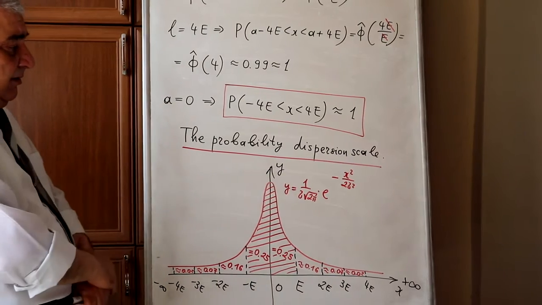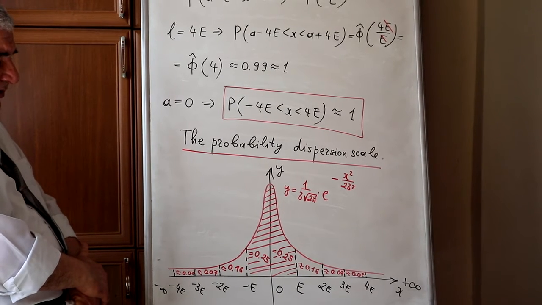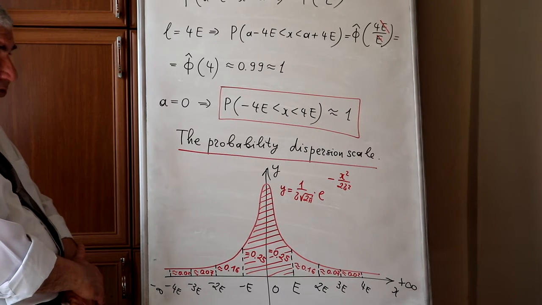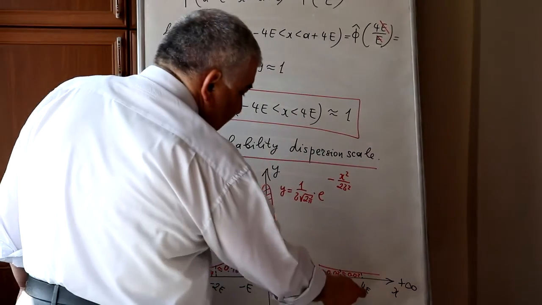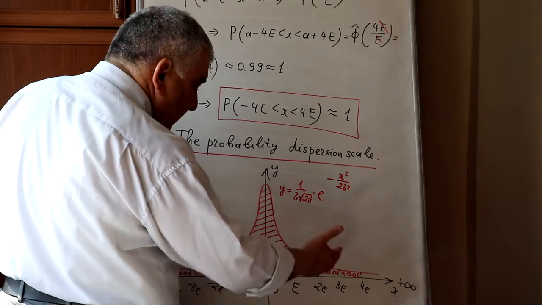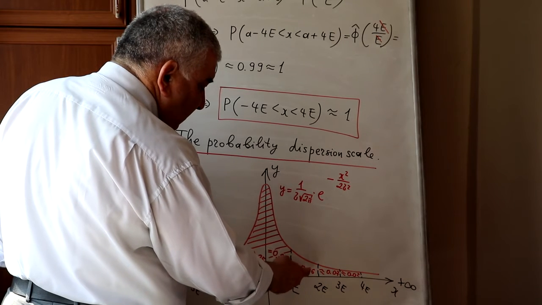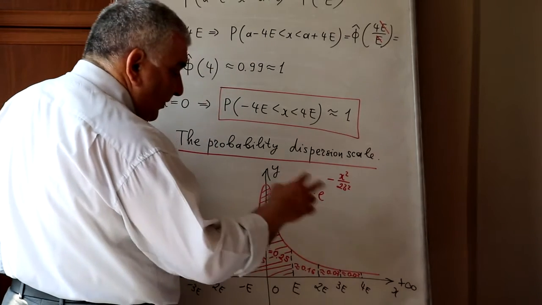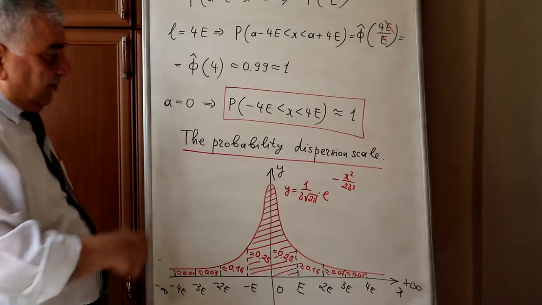Finally, it is a probability dispersion scale, and the final idea is that the probability that the continuous random variable with a normal distributive density will be situated in the interval minus 4E to 4E is approximately unit, because if we sum the indicated probabilities, we will obtain unit. 0.25 plus 0.16 plus 0.08 plus 0.02 is approximately 0.5, and twice 0.5 is unit. It is the probability dispersion scale.